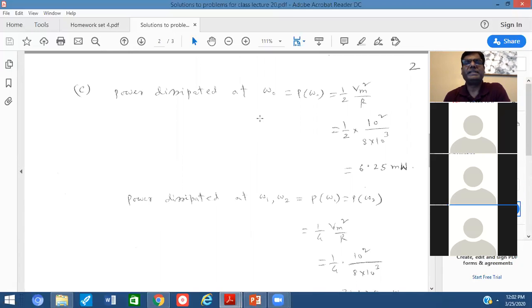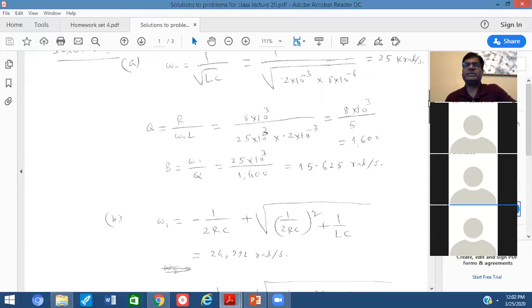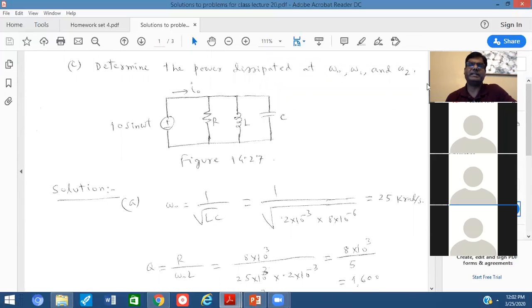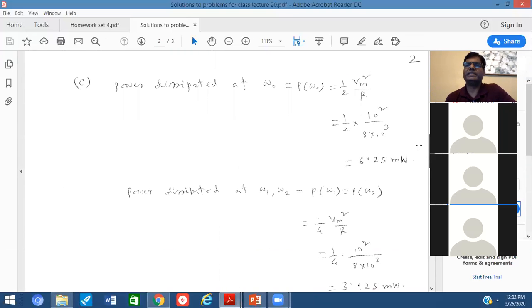You see, power dissipated at omega naught, P omega naught, equals half Vm square over R. The Vm value was given. If you see the voltage expression, 10 sine of omega t, where 10 is the magnitude of that voltage. That's why for the Vm here I have put 10 squared, and then R is that 8 kilo. That gives me 6.25 milliwatt. This is not megawatt, milliwatt.